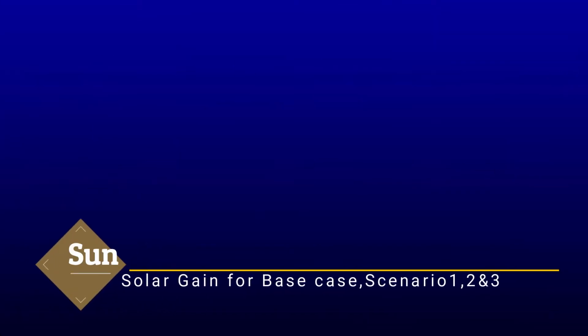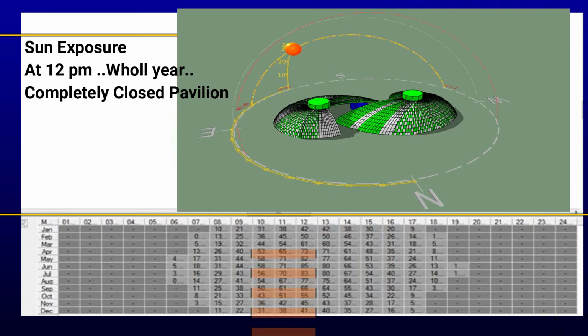Forecast analysis shows the sun exposure, total solar gain, and air temperature for 3 scenarios, which are coolest, moderate, and hottest, at 3 times during the day.